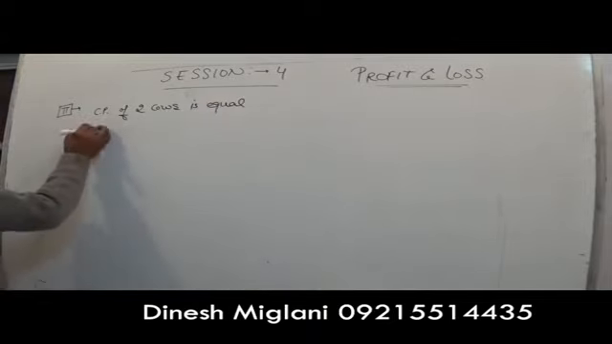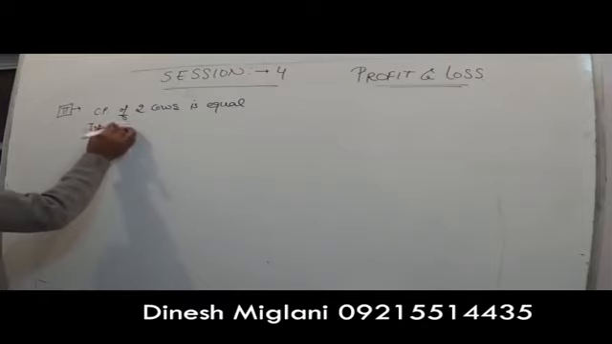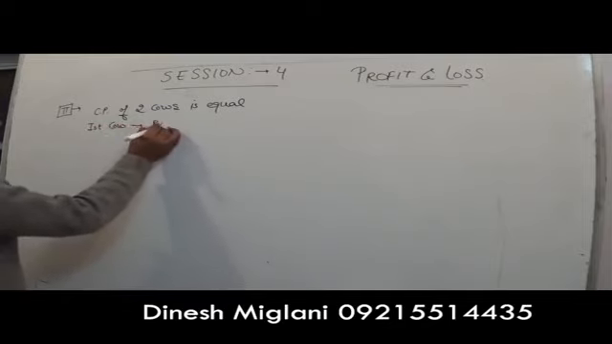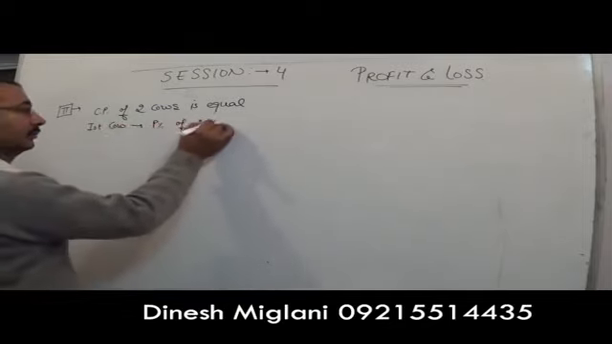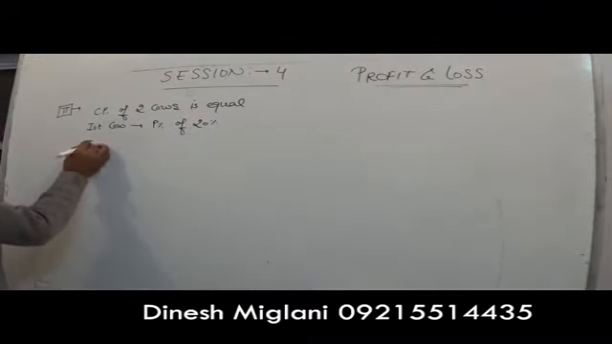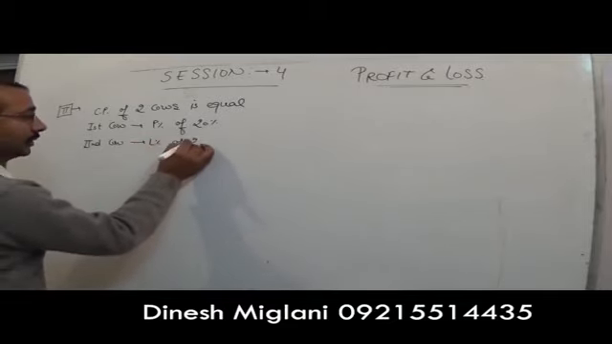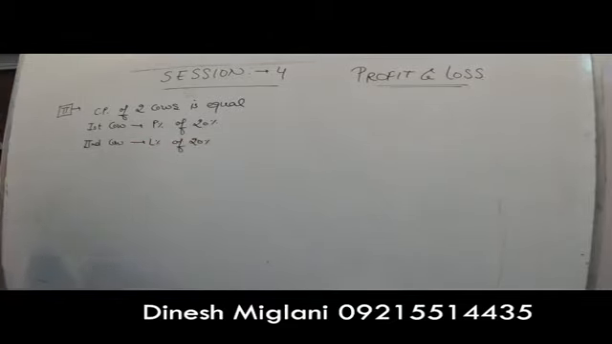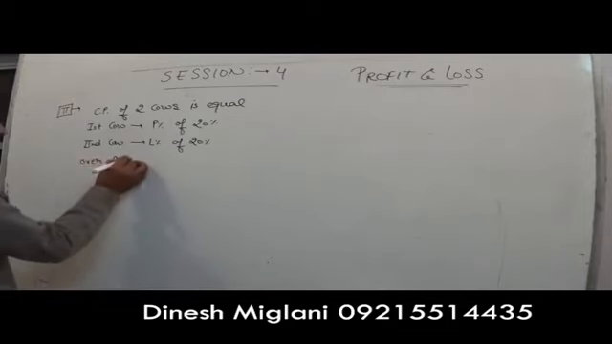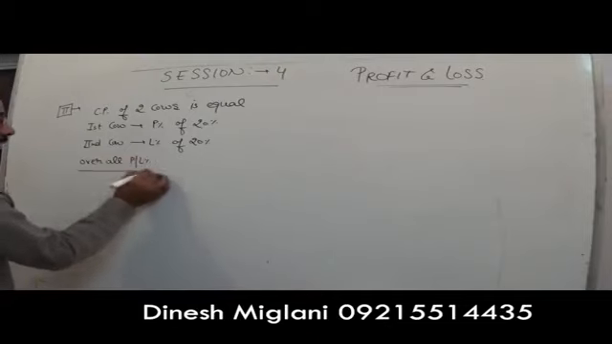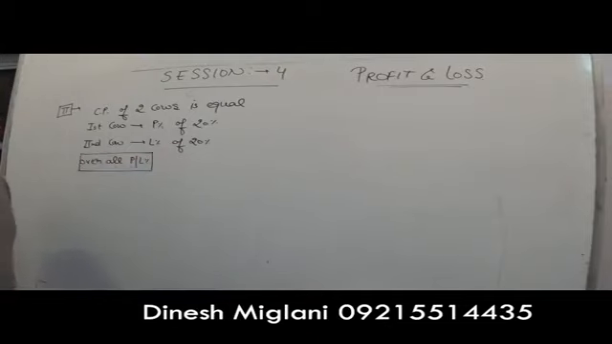Then it states you first cow is sold at a profit percent of 20% and the second cow is sold at a loss percent of 20%. We have 2 cows. The first is sold at a profit of 20% and the second is sold at a loss of 20%. In the answer, we have to find out what is the overall profit or loss percent.